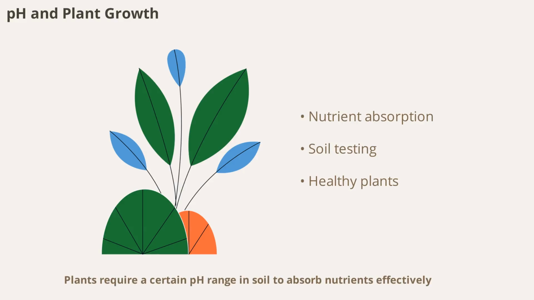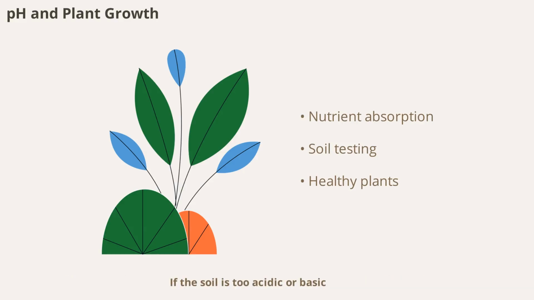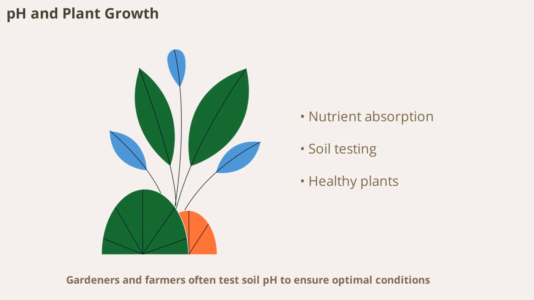Plants require a certain pH range in soil to absorb nutrients effectively. If the soil is too acidic or basic, plants may show poor growth or nutrient deficiencies. Gardeners and farmers often test soil pH to ensure optimal conditions.